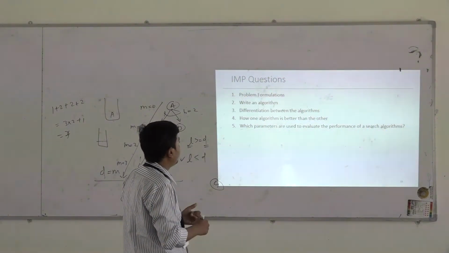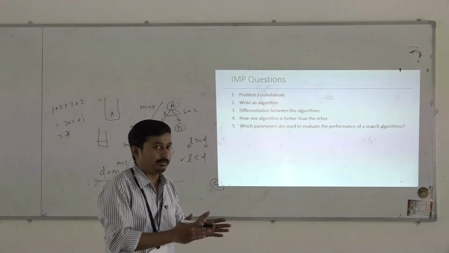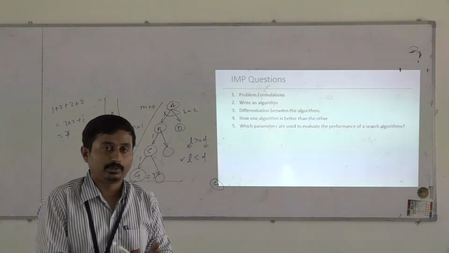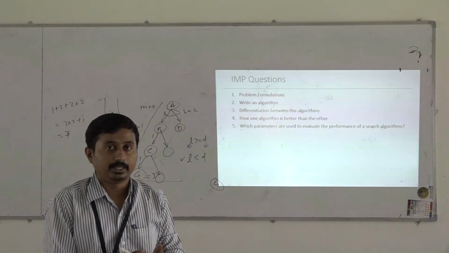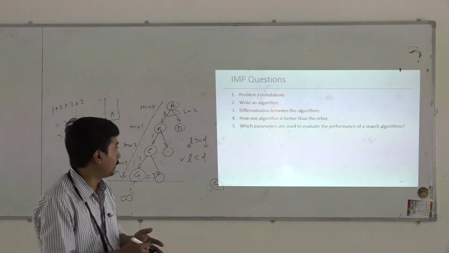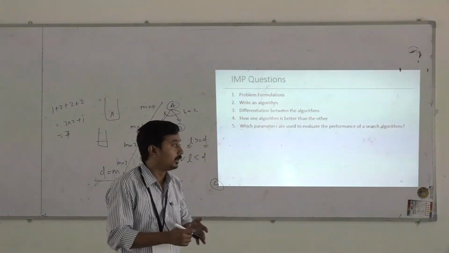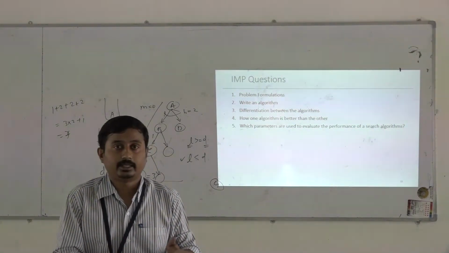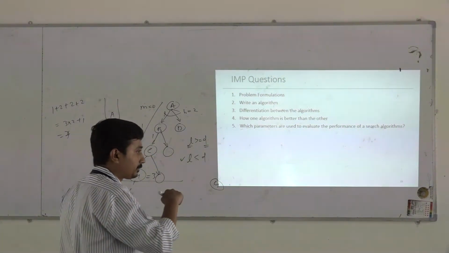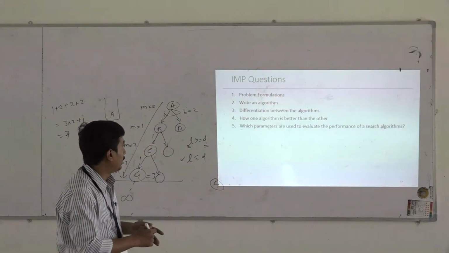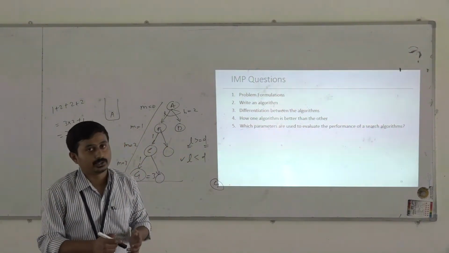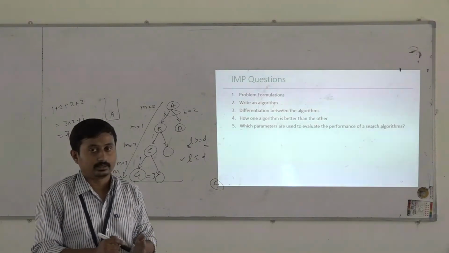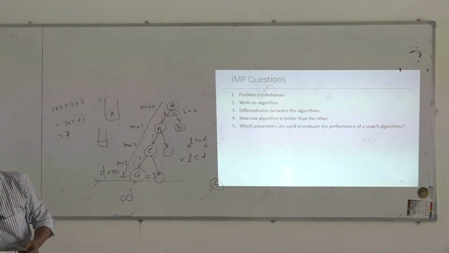Then differentiation between algorithms. Differentiate between DFS and BFS. You can differentiate these algorithms in terms of their time complexity, space complexity, whether it is complete, and which data structure we use. You can give one example also. Then how one algorithm is better than another: how DLS is better than DFS, how UCS is better than DFS. Which parameters are used to evaluate the performance of such algorithms? We have seen 4 parameters: completeness, optimality, time complexity, and space complexity. You can explain with the help of an example also.